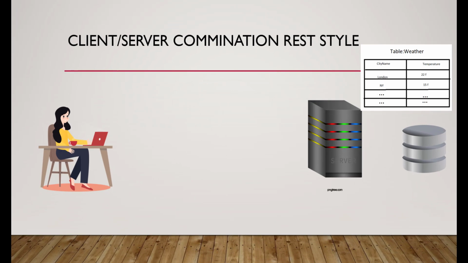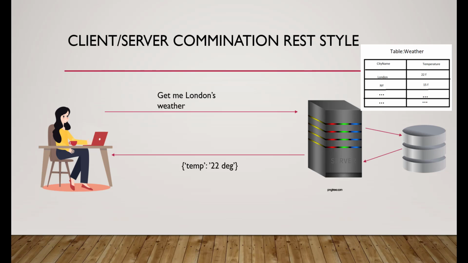Now let's look at client-server communication in a RESTful style. Just like previously, the client sends a request for the weather of particular city. Server communicates to the database to get the data. And instead of sending the whole HTML document, server only sends the data. That is, the temperature for that particular city is 22 degrees. Now, since the front end has got just the data, we've got two advantages over here.